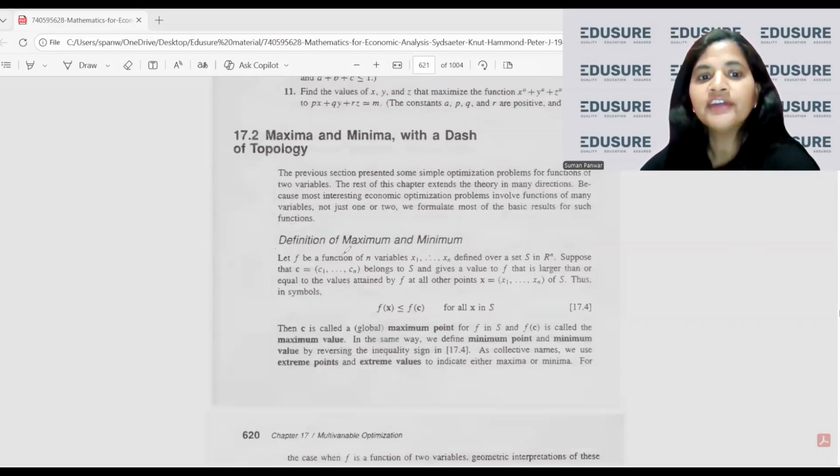Sydsaeter and Hammond, section 17.2. Now we will start with the definition of maximum and minimum. So let's understand what they're trying to say. Let f be a function of n variables x1, x2, ..., xn defined over a set S in Rn.